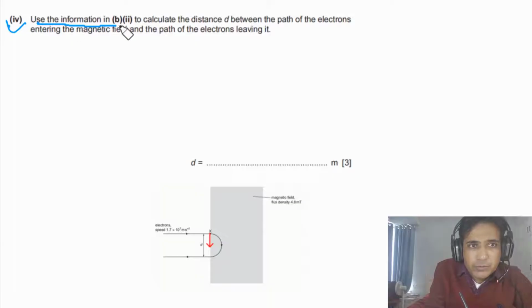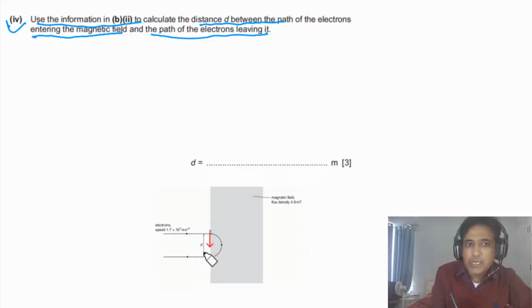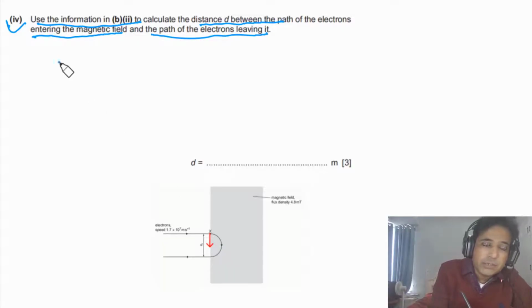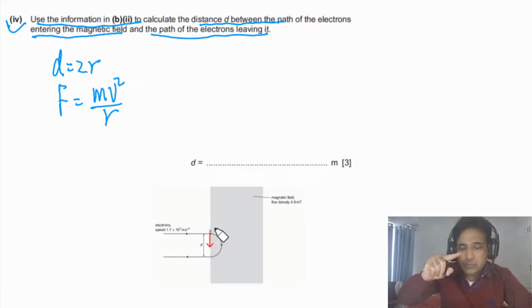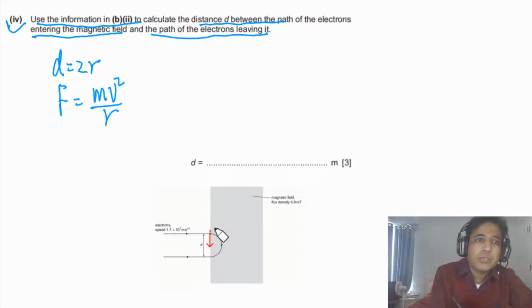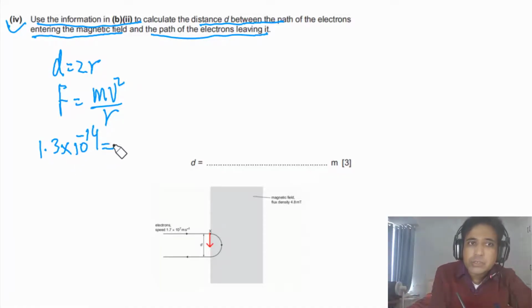Part 4 says, use the information in B2 to calculate the distance d between the path of the electrons entering the magnetic field and the path of electrons leaving it. This means we have to determine the value of d, and you can see this is equal to 2 times the radius of the circle. The radius of the circle we can calculate by using F equals mv squared divided by r, because this electron is doing circular motion in the magnetic field. The value of force we already calculated in the last part, 1.3 times 10 to the minus 14 newtons, and the mass of the electron is 9.11 times 10 to the minus 31 kg.